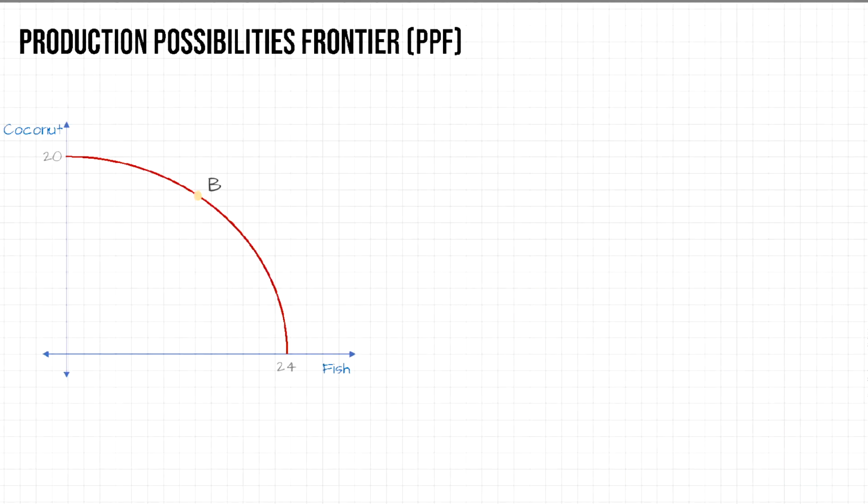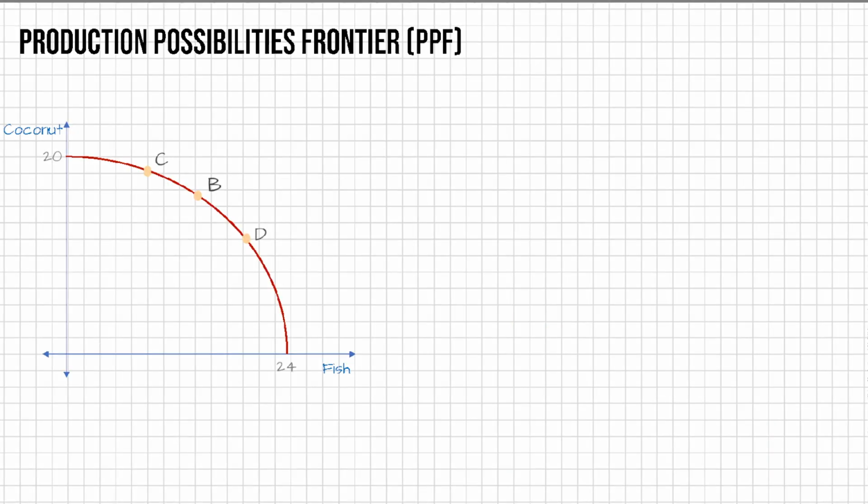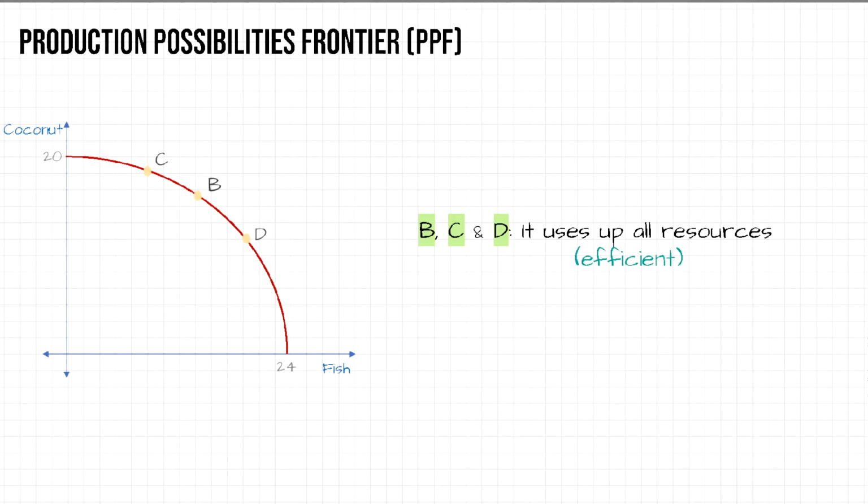So, points along the production possibilities frontier represent the possible levels of production in this economy. In other words, all points along the PPF are feasible. And since the frontier shows the maximum amount of coconuts that can be produced, given the quantity of fish produced, every point along the PPF means all the resources are being used in the best possible way. In other words, along the production possibilities frontier, we have efficient allocations, efficient combinations of production.